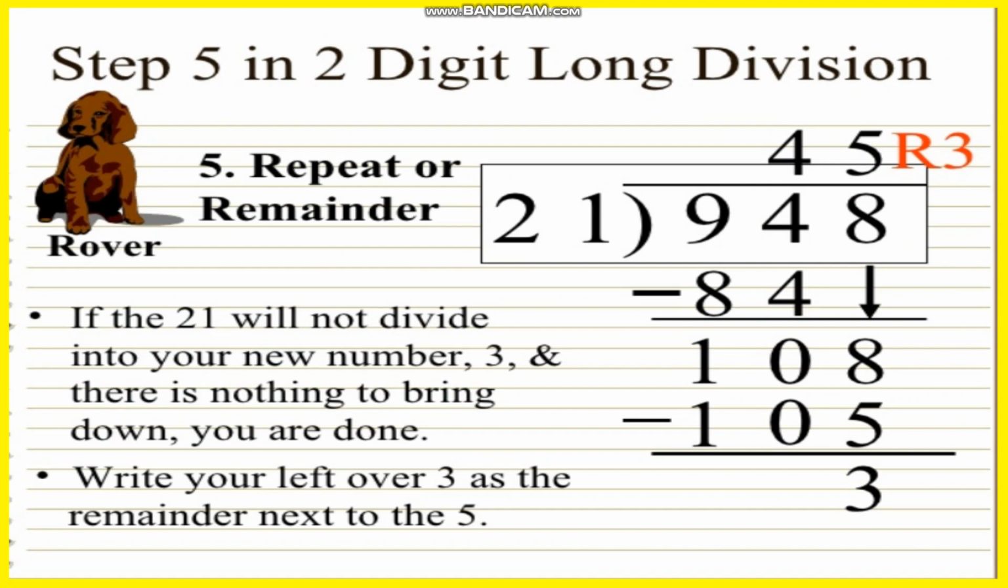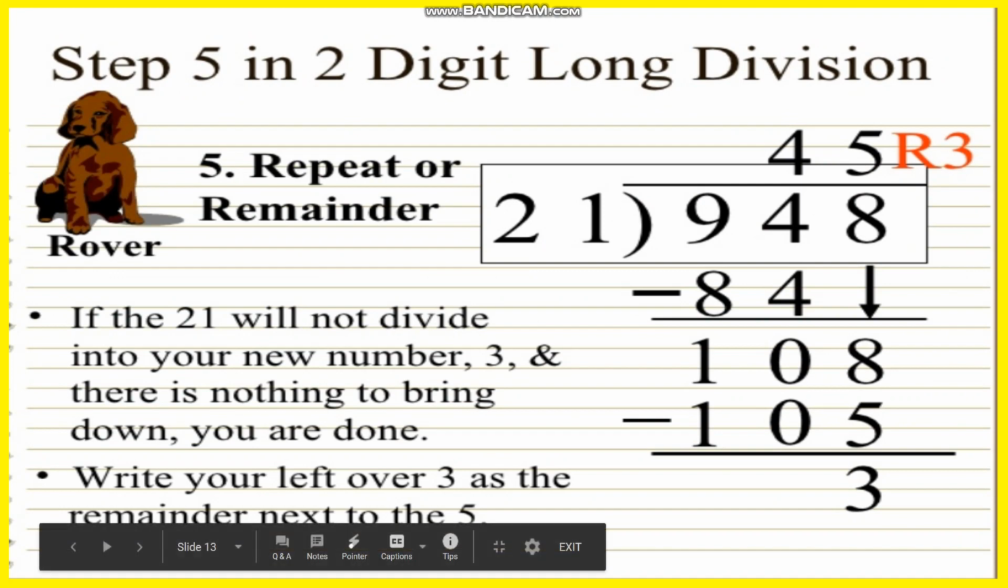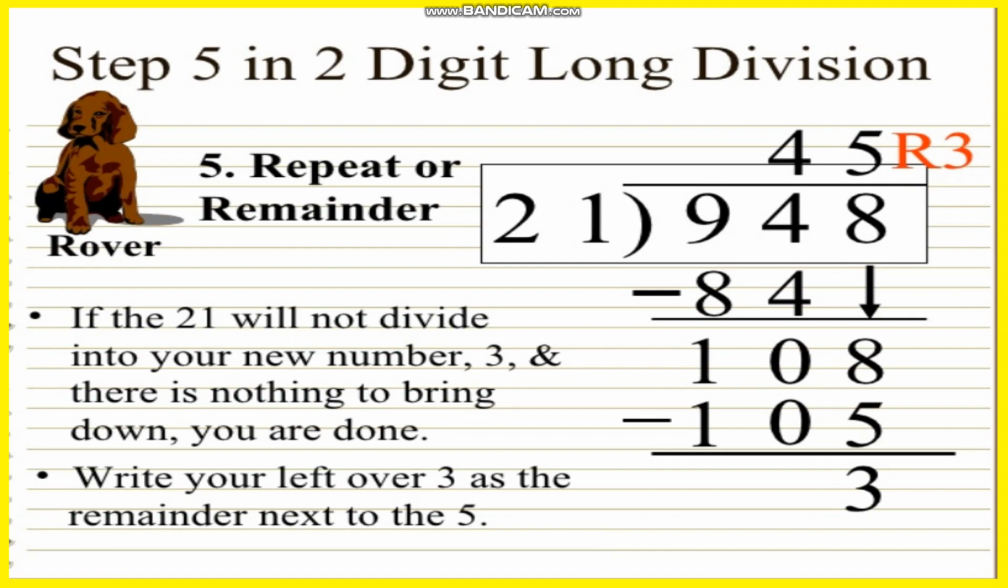And the last step again, which is the repeat or remainder, we will see. Now 3 is a small number as compared to 21. We cannot further divide 3. So now we will leave the question as it is. So 45 becomes our quotient and 3 becomes our remainder. So this completes this question.